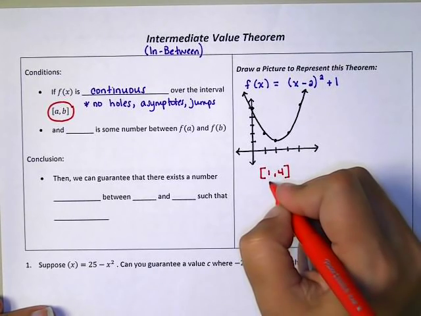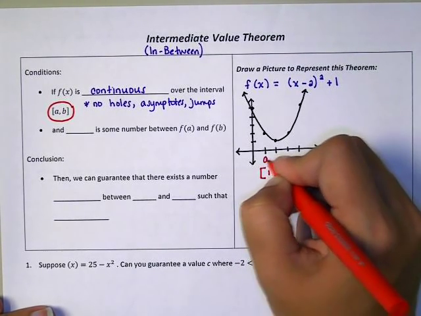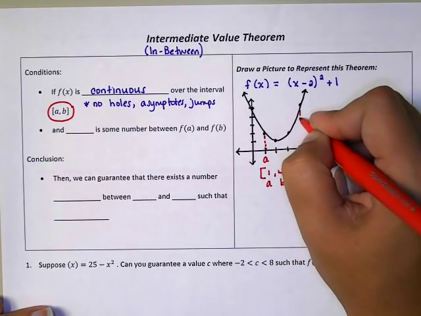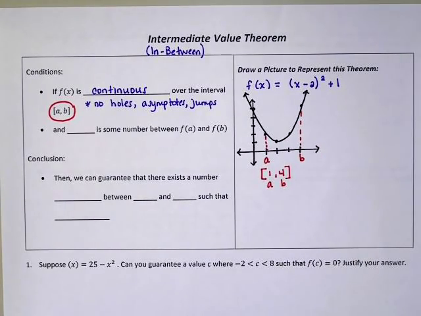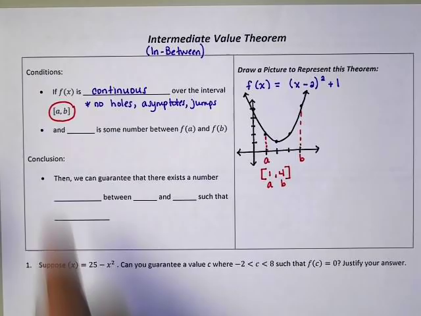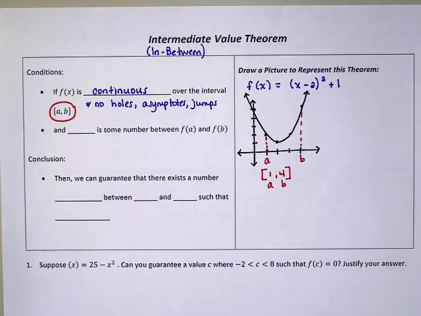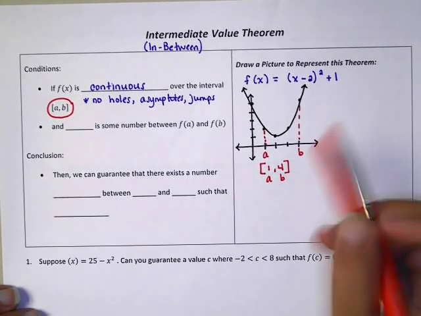Now this is my A and this is my B. So on this graph, A would be here and B would be here. The reason it's important that we need to be continuous over a specific interval is that there are some functions that have discontinuities somewhere, but as long as those discontinuities are not within my desired interval, it's okay that they exist. It just has to be continuous between the values that we're looking at.